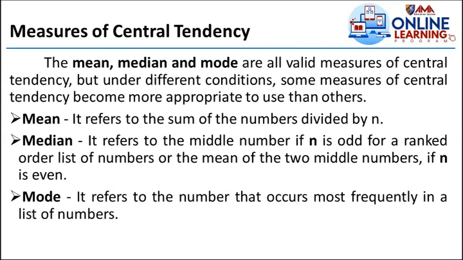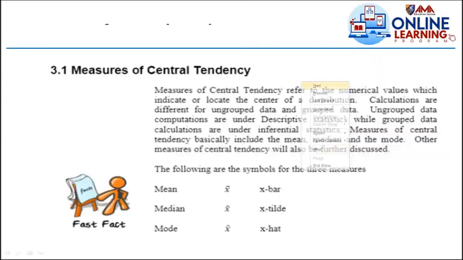Mean refers to the sum of the numbers divided by n, the same as your average formula. Median refers to the middle number in a rank order list of numbers if n is odd, or the mean of the two middle numbers if n is even. The last one is the mode. It refers to the number that occurs most frequently in a list of numbers or in our data sets.